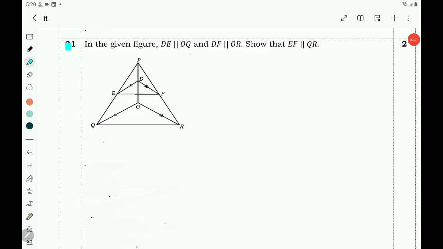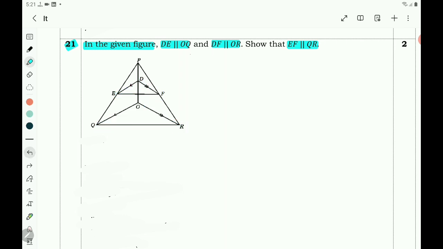Now the question number 21. In the given figure, DE parallel to OQ and DF parallel to OR, show that EF parallel to QR. What is given here? DE parallel to OQ and DF parallel to OR. What we have to prove? We have to prove that EF parallel to QR. So take one by one.